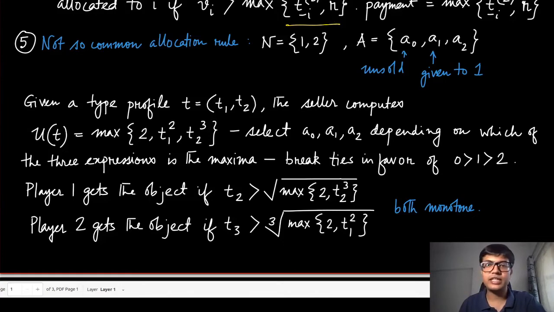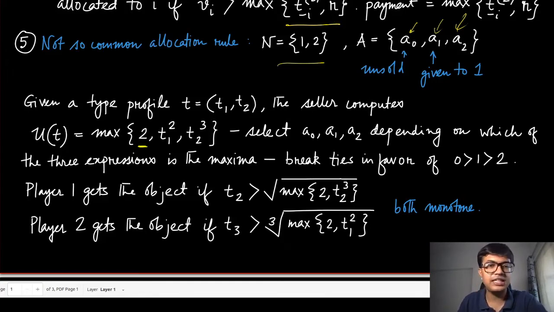Suppose the allocation has three components. The first component is deciding whether the object is to be sold at all or not. A0 is the decision where it is not sold. A1 is the decision where it is sold to agent 1, and A2 is where it is sold to player 2, and there are only two players in this case. Now, given the type profile t1, t2, the seller first computes a number, which is the maximum of three numbers.